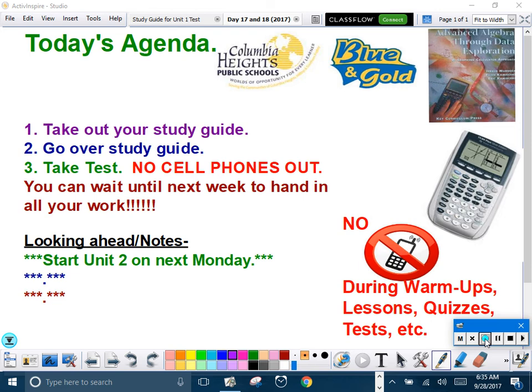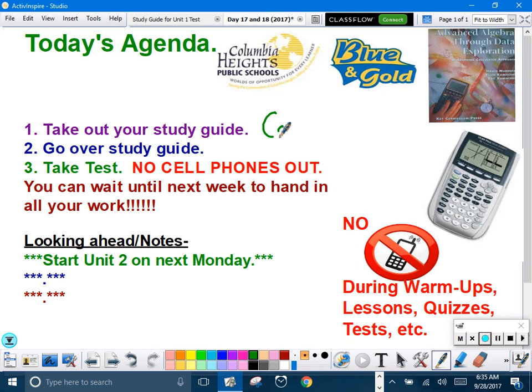Also, if I could have someone hand out calculators, that would be great. I will pause while that's done. Again, if I could have someone hand out the calculators, and then make sure they are all put back in the box before the class bell rings. Okay, go ahead, get your calculators.